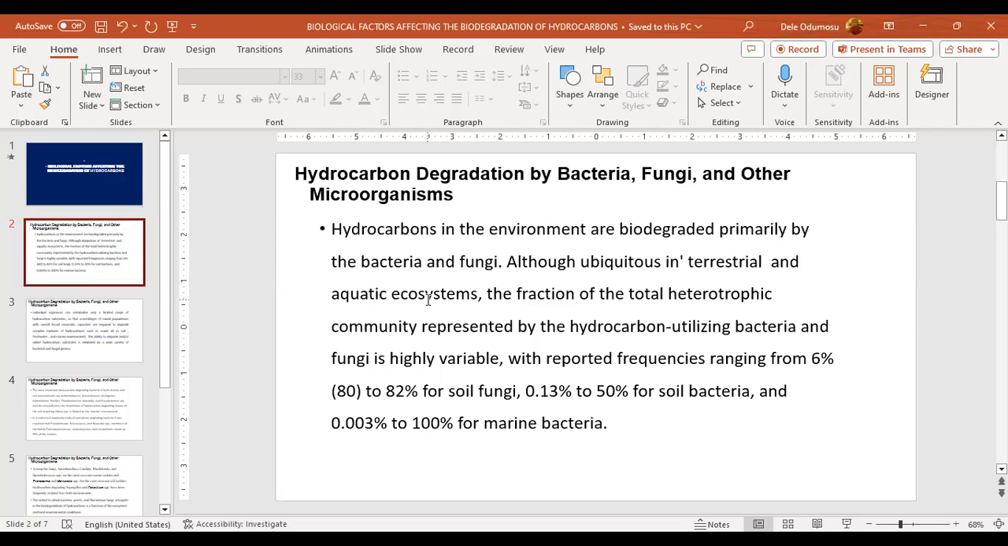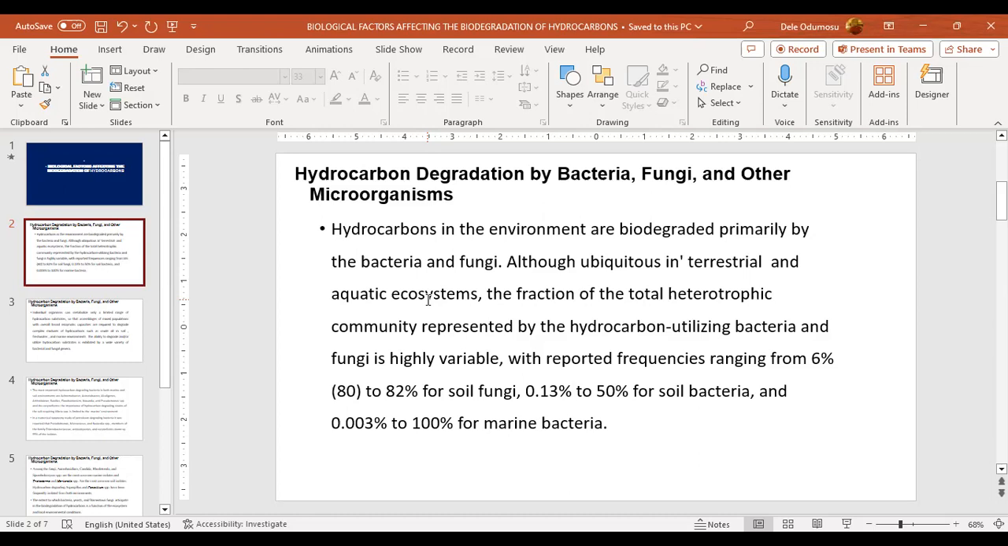So the hydrocarbons in the environment are primarily degraded by bacteria and fungi. Although there are many organisms in the terrestrial and aquatic environment that are involved in these processes, the proportion of hydrocarbon-utilizing bacteria and hydrocarbon-utilizing fungi is highly variable. The reason is that not all bacteria are involved in utilization of hydrocarbon. And when we say utilization of hydrocarbon, that means they can use this hydrocarbon for their growth. They can use it as a source of nutrients.